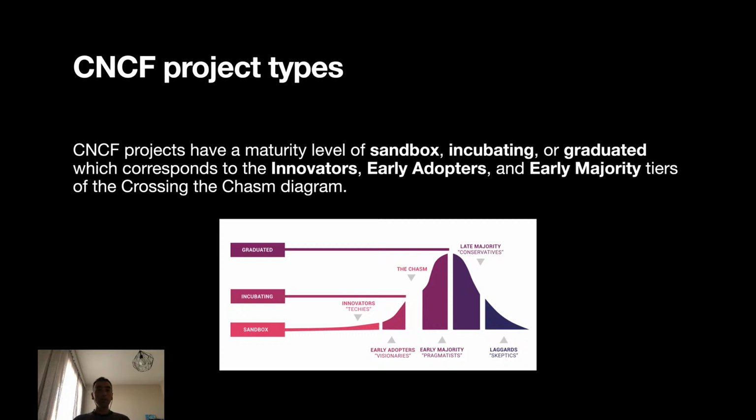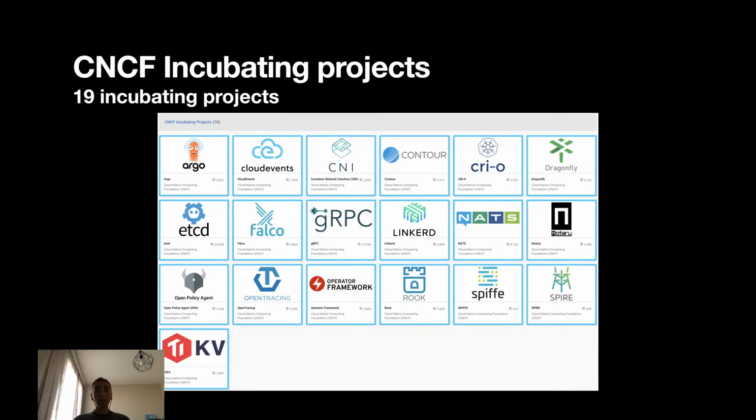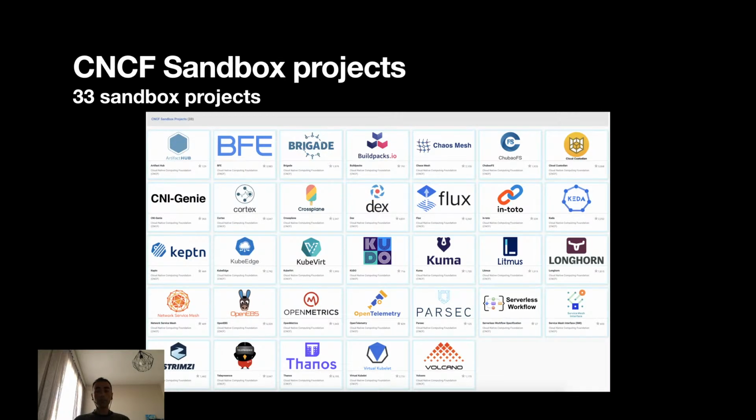There are three main types of projects in the CNCF: Sandbox, Incubating, and Graduated. They correspond to the innovators, early adopters, and early majority tiers of the crossing the chasm diagram. At the moment, there are 11 graduated projects, among which the most famous ones are Kubernetes, Helm, and Prometheus. There are 19 incubating projects and 33 sandbox projects. And as you can see, KEDA is one of these sandbox projects in the CNCF.